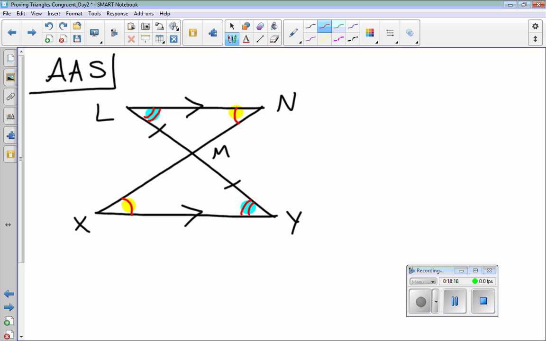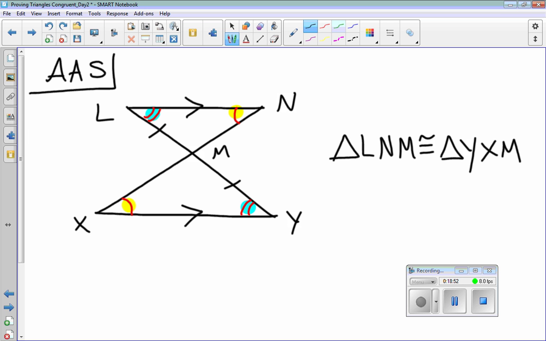And then I want us to write the congruent statement. Triangle LNM is congruent to triangle what? What does angle L correspond to in the other triangle? Y, good. And then N would correspond to X, so Y, X, F. Good.